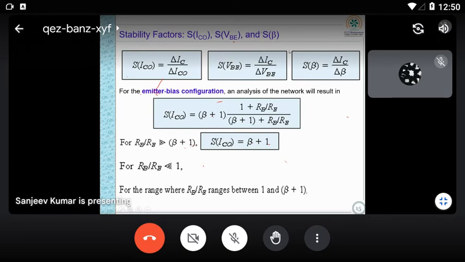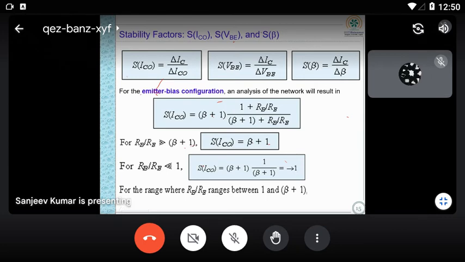So here you can see RB by RE is greater than beta plus 1. Then this term will be 1. So then your stability will be only beta plus 1. If RB divided by RE is very much less than 1, your stability will be only 1.